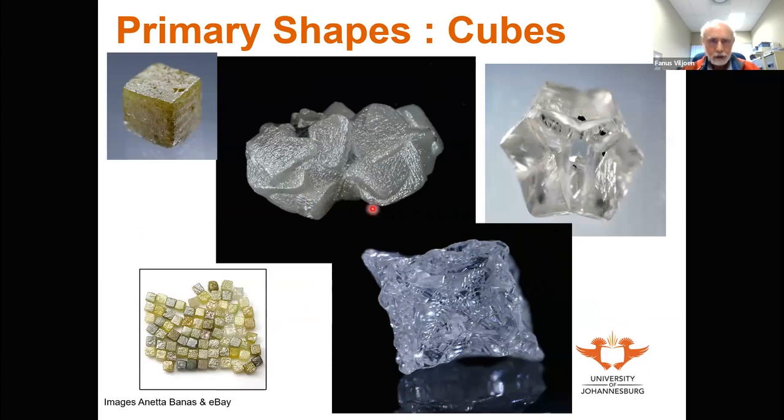But for the most part, they tend to look like this, or they are individual cubes, in which case they're typically gray, or they may also have a yellowish color to them due to the comparatively low nitrogen aggregation state in them, as well as a high nitrogen content.